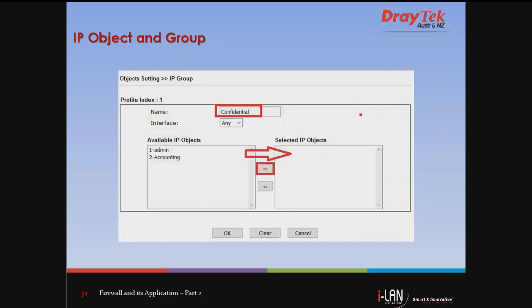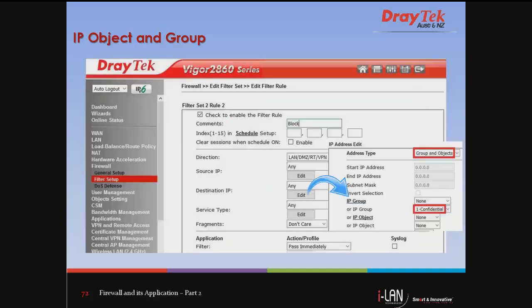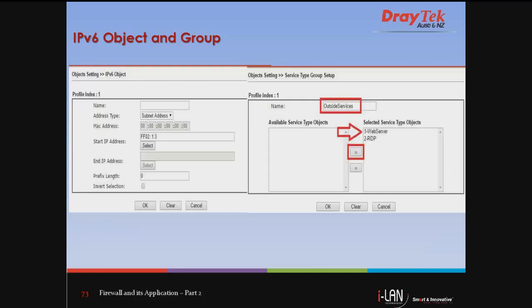We can also group the IP objects according to their classification. For this example, we group admin and accounting and name it confidential. After creating the IP object, we can now use it in configuring filter rules. In the filter rule, we can edit the destination IP, select address type as group and object, and then IP group as confidential. For IPv6 object and group, the process is the same. The only difference is we use IPv6 addresses.